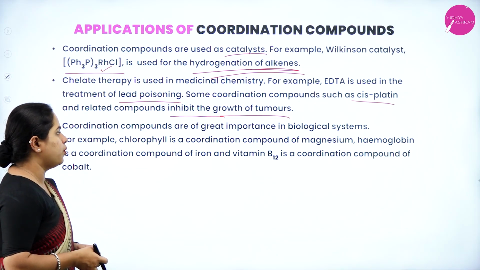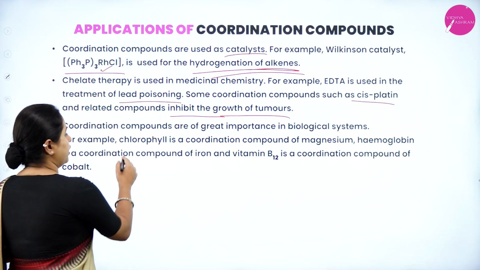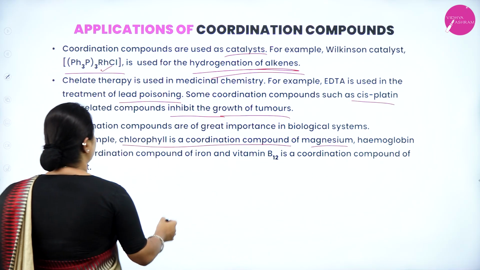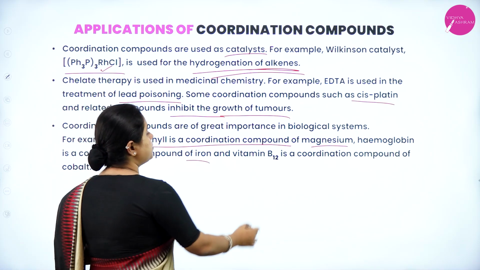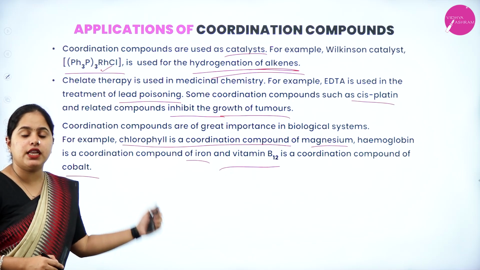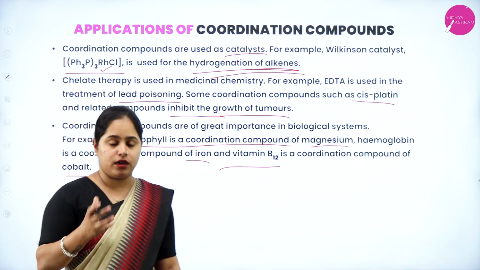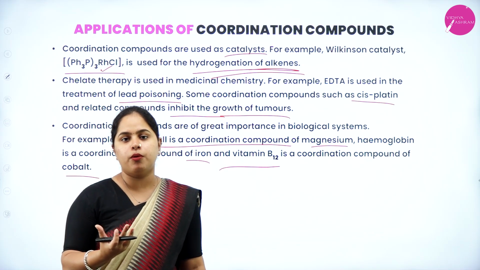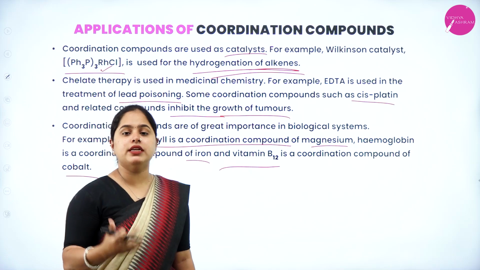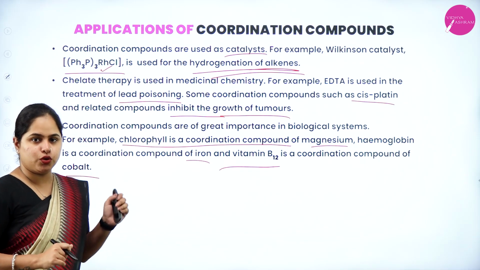Now, coordination compounds are of great importance in biological systems. For example, chlorophyll is a coordination compound of magnesium. Hemoglobin is a coordination compound of iron, and vitamin B12 is a coordination compound of cobalt. So this is also a very important application to remember. Chlorophyll is a coordination compound of what? Magnesium, right? And hemoglobin is a coordination compound of iron.